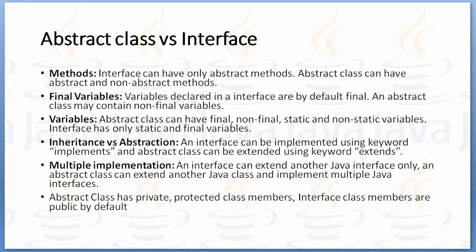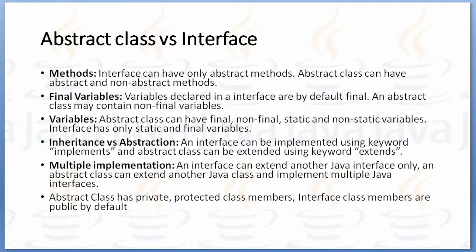Alright, moving on. Abstract class versus interface. I get asked this a lot. This is what they say online. Methods: an interface can only have abstract methods. An abstract class can have abstract and non-abstract methods. Final variables: variables declared in an interface are final by default. An abstract class may contain non-final variables.